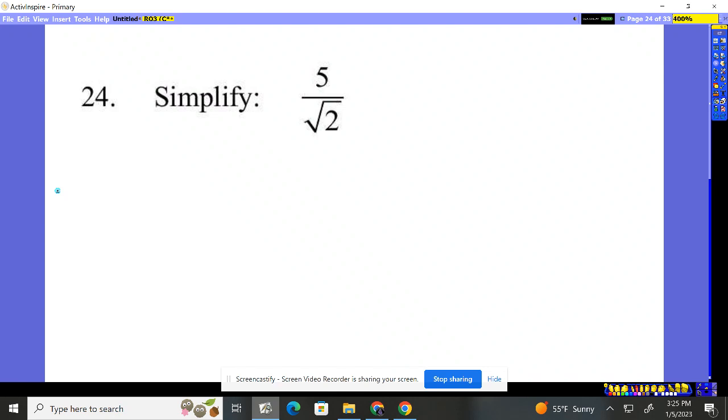Problem 24 wants us to simplify 5 divided by the square root of 2. You can't have a square root in the bottom. You must get rid of it. Well, I've got to think, what can I multiply by to get rid of a square root of 2? If you have another square root of 2 down there, it's just going to give you a 2. Square root of 2 times square root of 2 is square root of 4, which is 2.